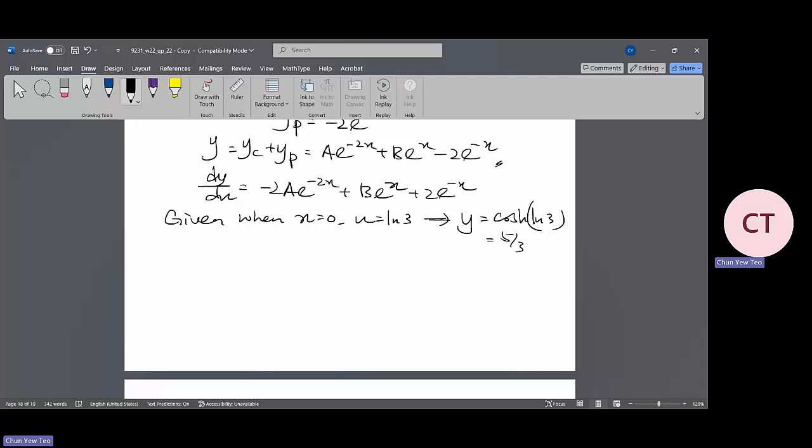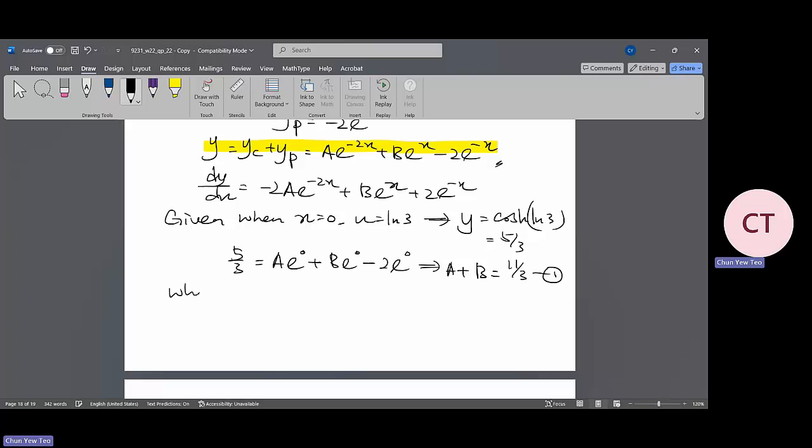So cos ln 3, you press your calculator, you get 5 over 3. So you will get from these equations: 5 over 3 will be equal to Ae^0 plus Be^0 minus 2e^0. So you will get A plus B is equal to 11 over 3. That is your first equation.